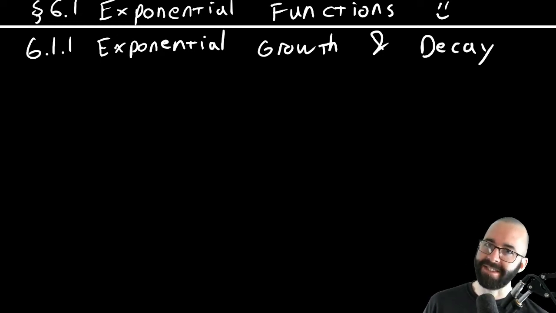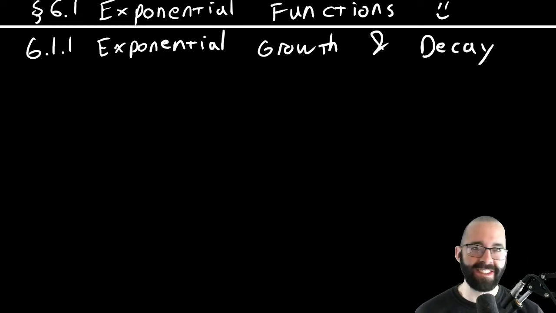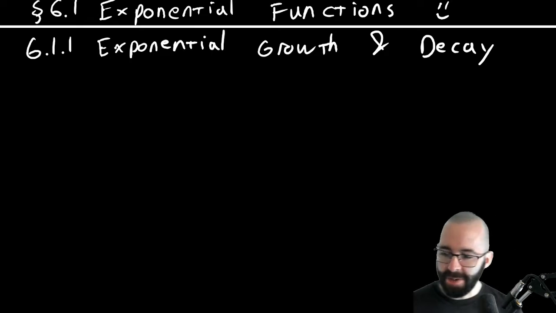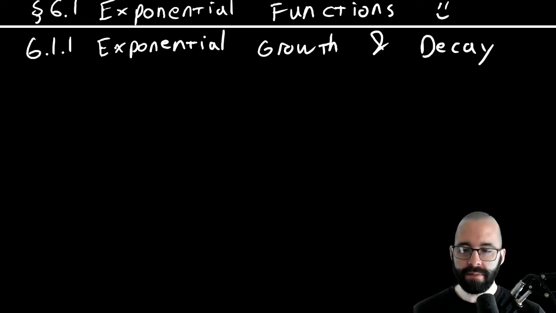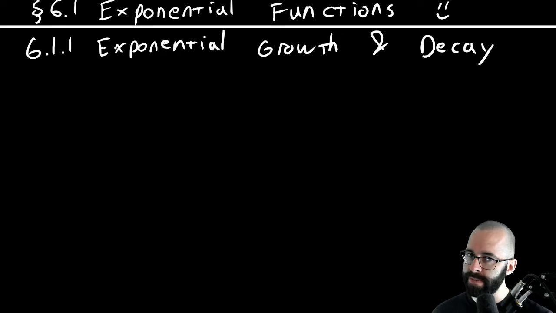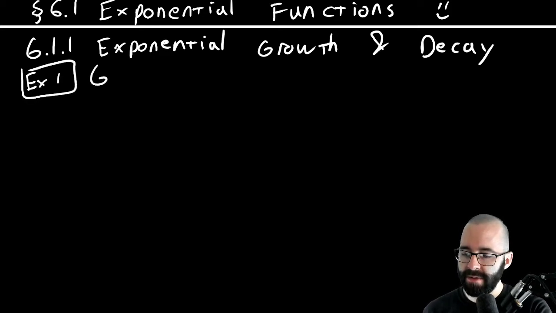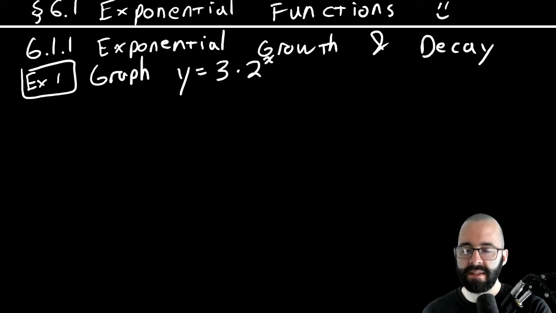The spread of diseases a lot of times is exponential growth, for example. So let's just start by introducing an exponential equation and what it looks like. Graphing's not till 6.2, but this will introduce some topics. Example 1. Graph y equals 3 times 2 to the x.